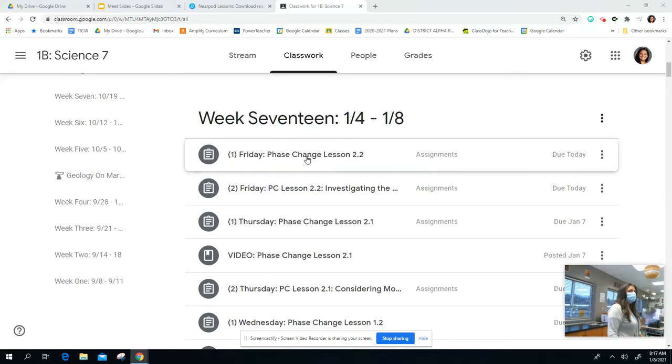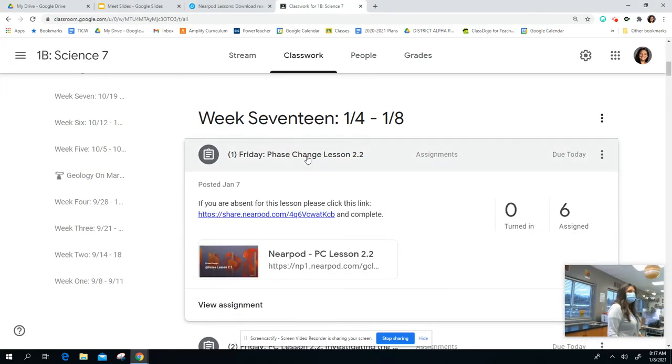All right, so you want to open up number 1 for today, which is the phase change lesson 2.2. Should take you to the Nearpod.